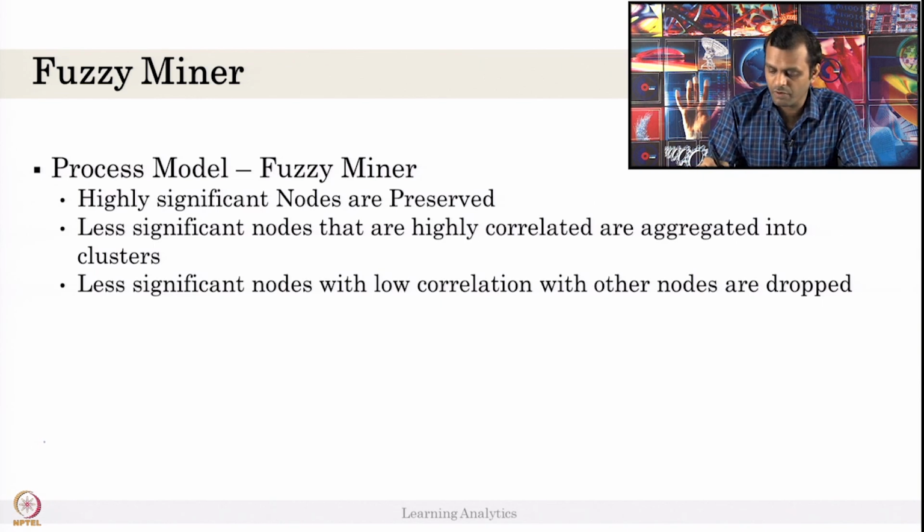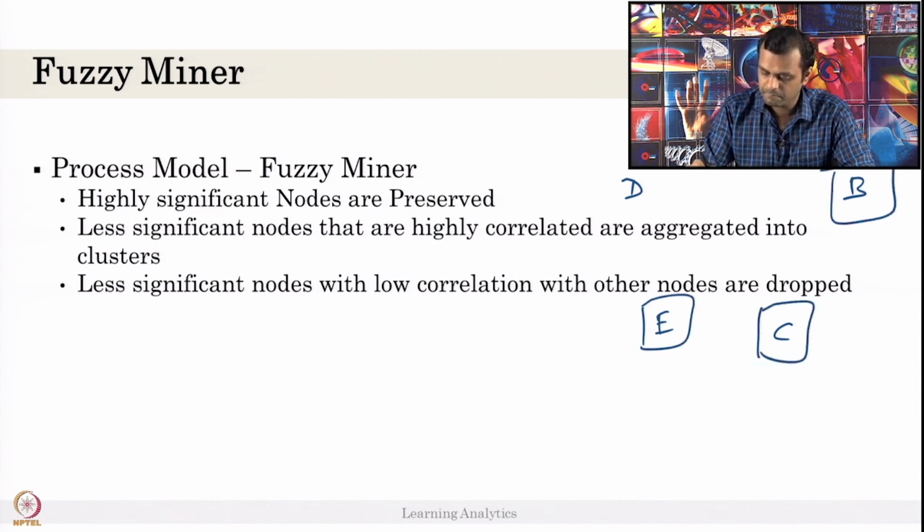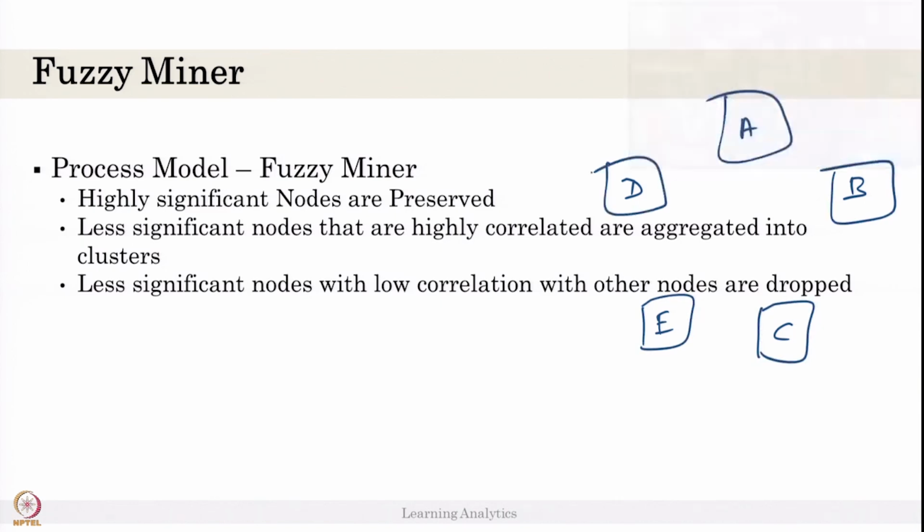So, consider you have a node A, node B, node C, E. Highly significant nodes are reserved. Suppose the node significance of A is 0.8, 0.7, 0.1, 0.3. Highly significant nodes, that is A, B, C, will be preserved. We may remove these 2 nodes. What will happen to these nodes? Let us read the second rule.